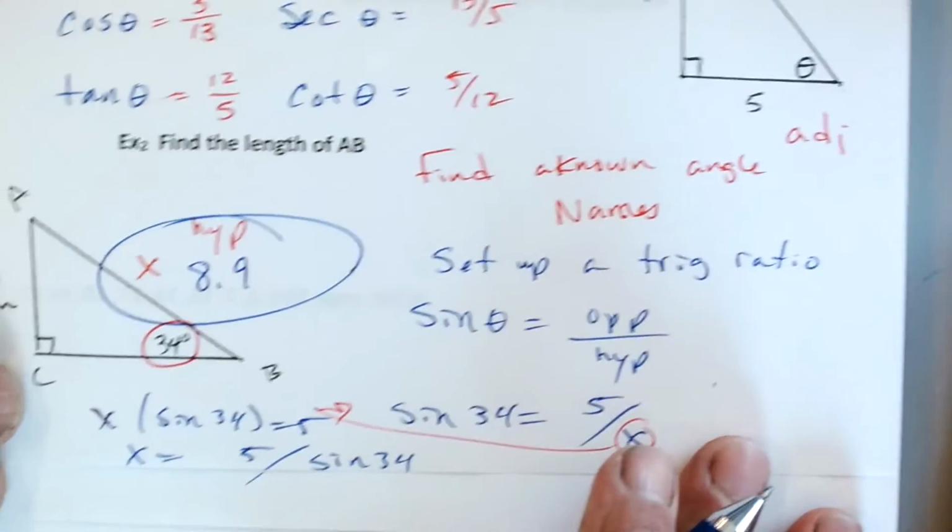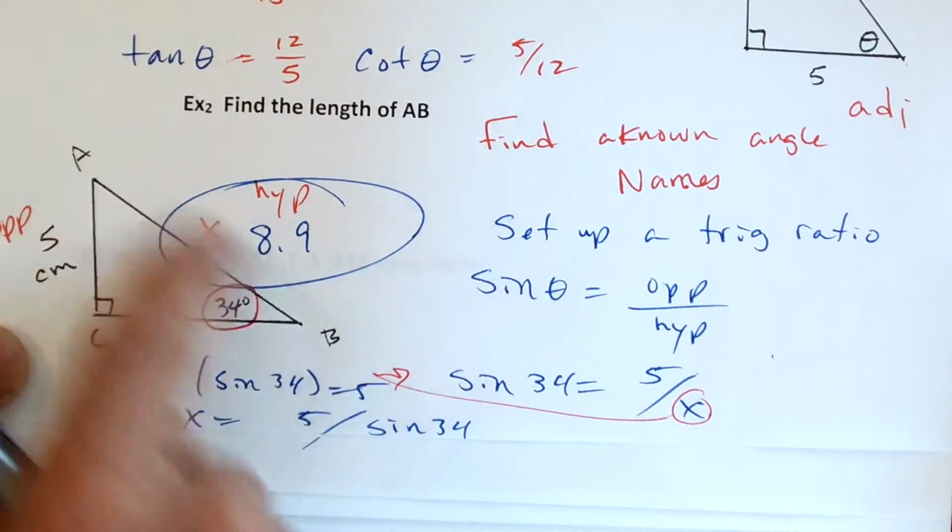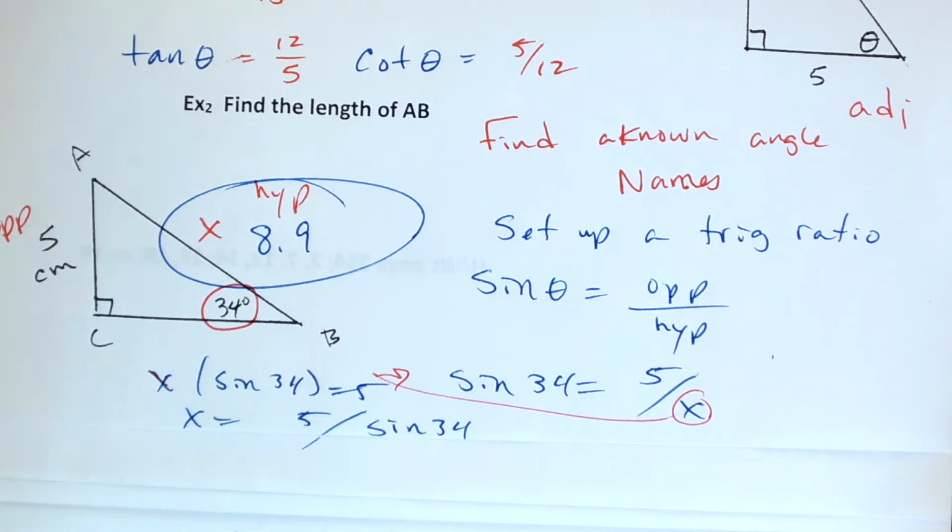It does. That makes sense. If that's 5, that could be 8.9. It's supposed to be longer, okay? Thumbs up. Okay.